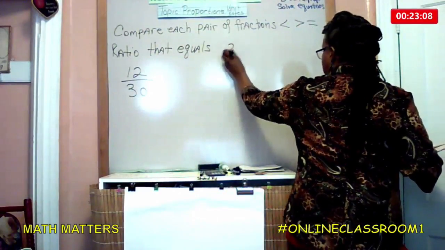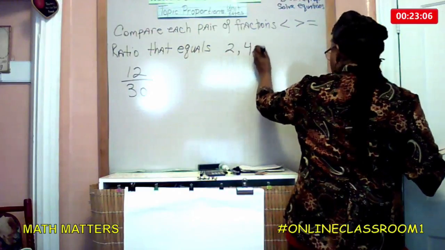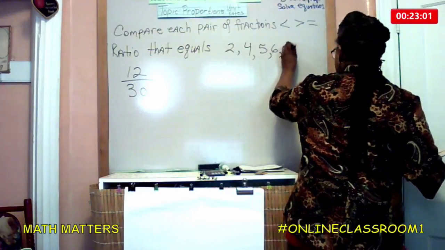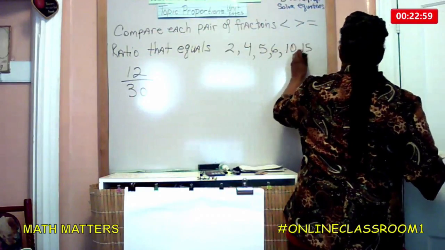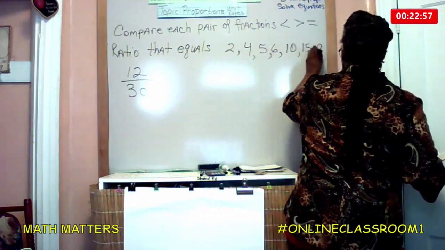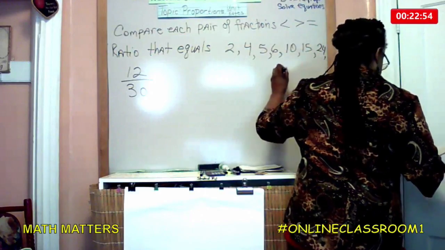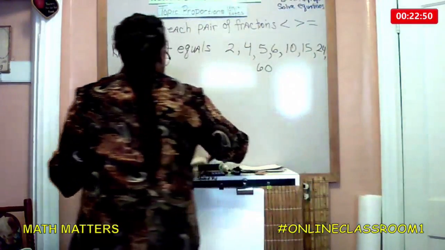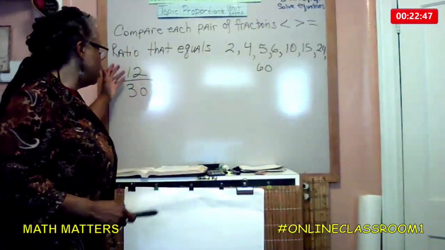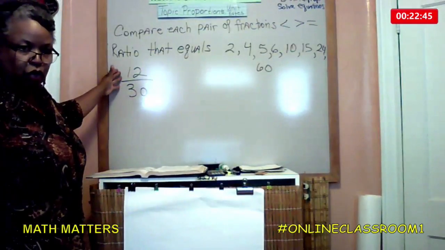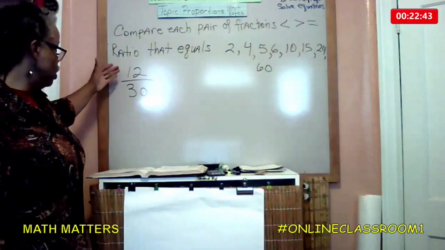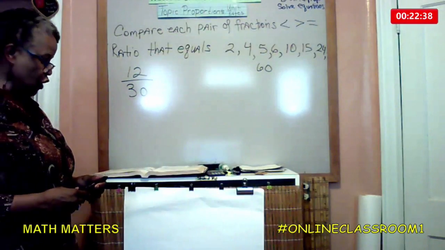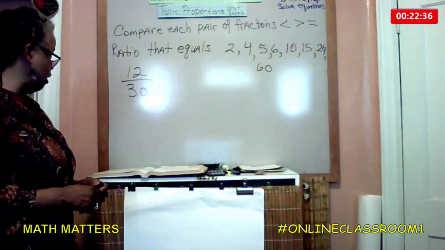The numbers are as follows. I can use the number 2, 4, 5, 6, 10, 15, 24, and 60. So those are the numbers that I can use when I create a ratio that is equivalent to 12 out of 30. Okay? So here is how I would work it out.